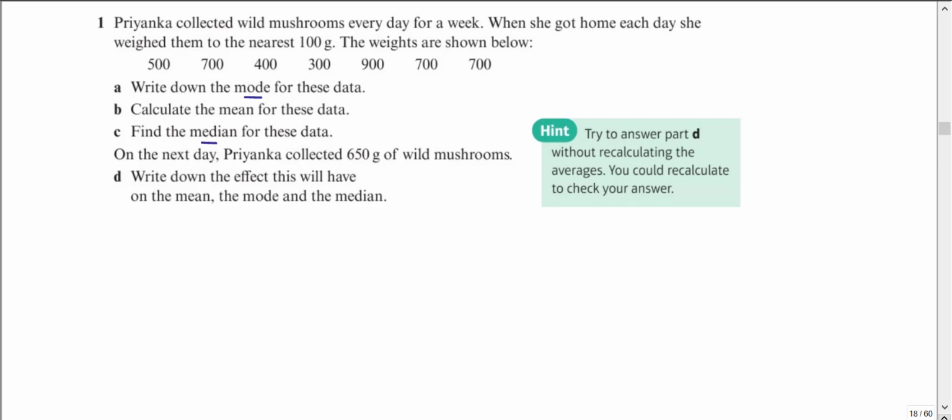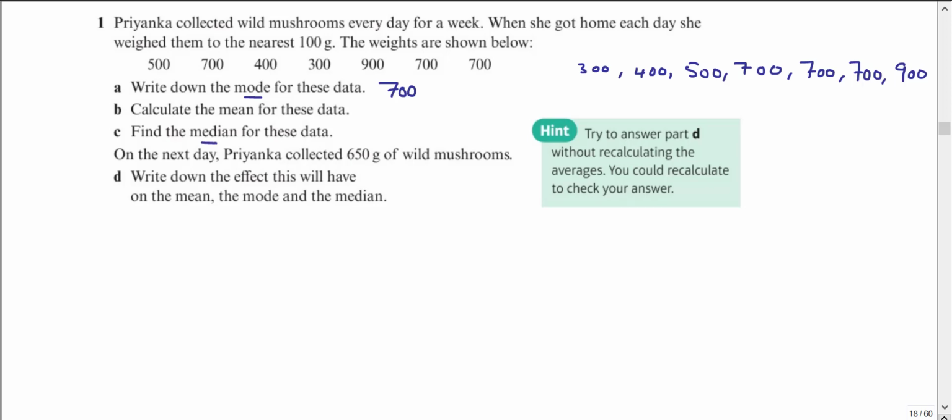So start from the lowest, it would be 300, and then we have 400, then 500, and then we have 700. How many times 700? 3 times. 700, 700, and then we have 900. Okay, it should be data for a week. It means 7 data values: 1, 2, 3, 4, 5, 6, 7. Okay, now let's find the mode. You said it already. What's the mode? 700.